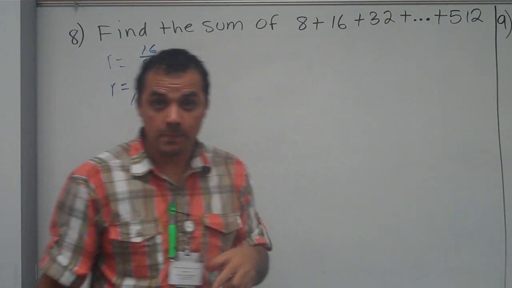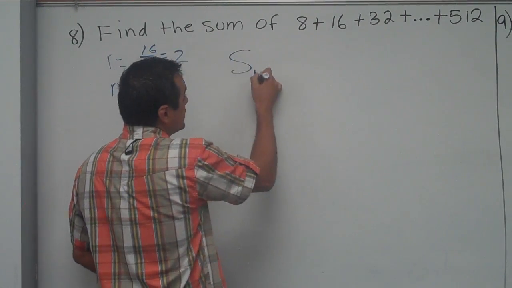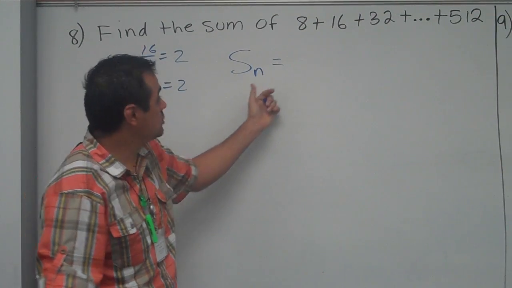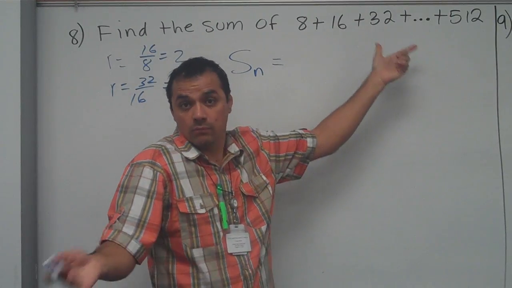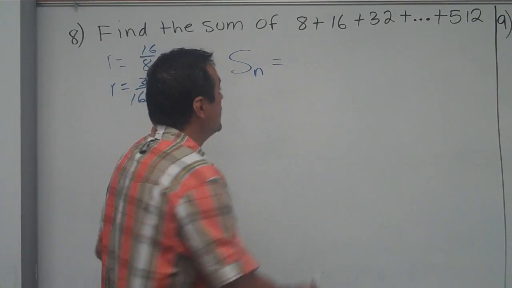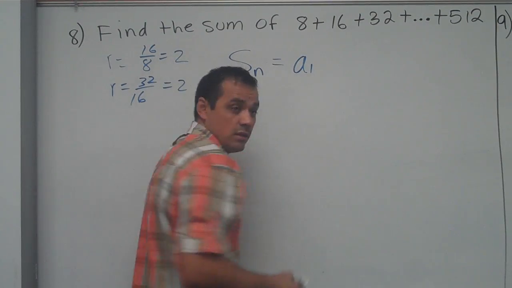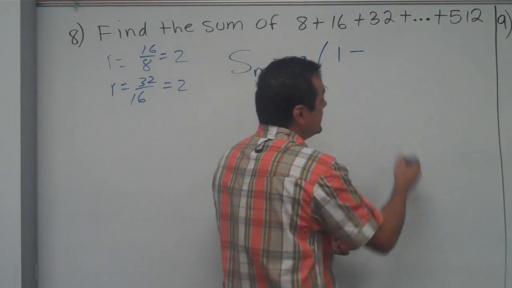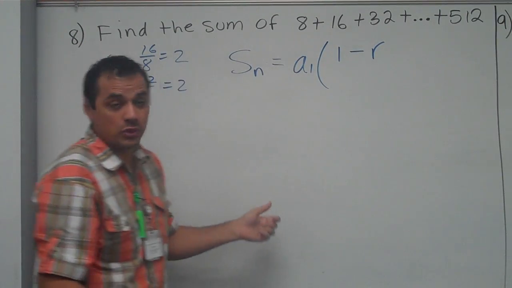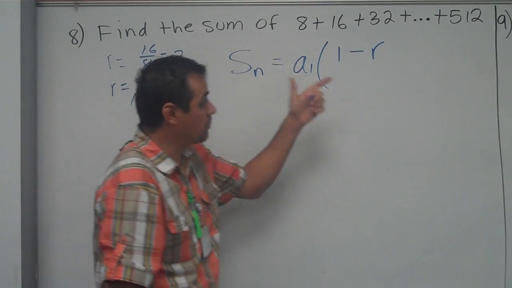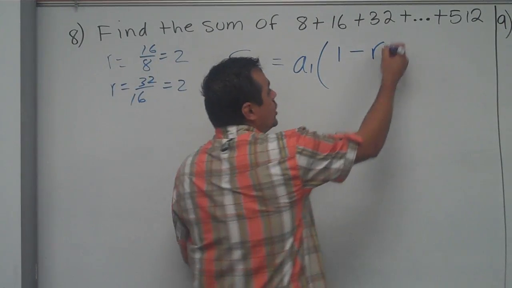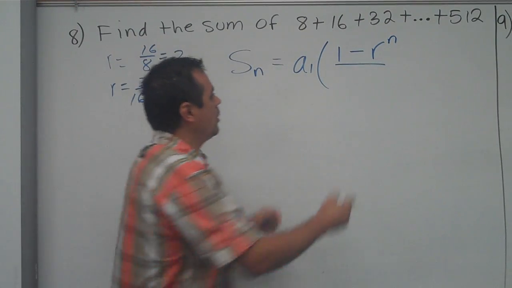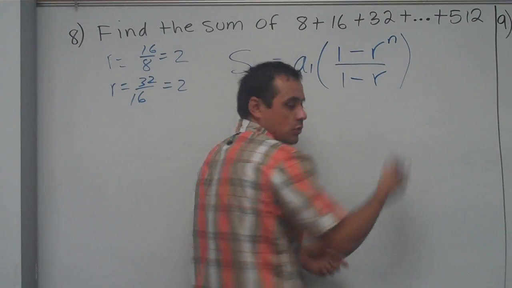Well, there's the formula for that. In your packet, you have the following formula: S of n, which means the sum of n terms, whichever terms we want. Right now I'm just going to write out the formula, and then we'll talk about what n is. This is a sub 1, your first term, times 1 minus r, your common ratio, which we know is 2, but I'm not going to plug it in yet, to the nth power, all over 1 minus r, which is your common ratio.